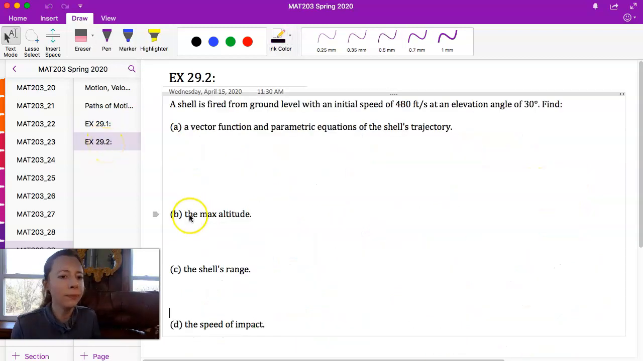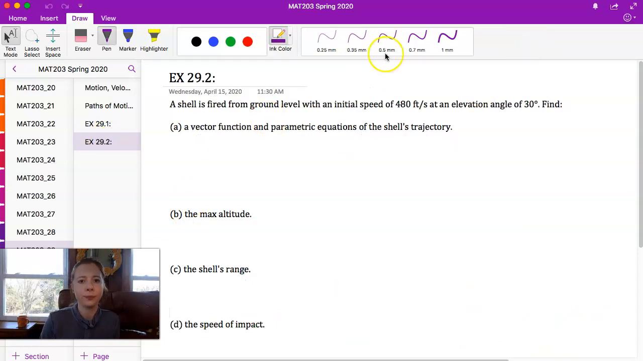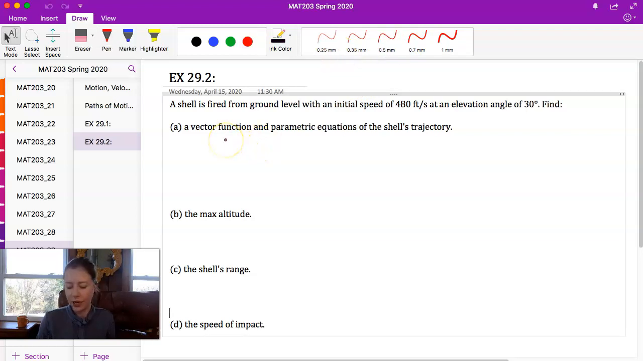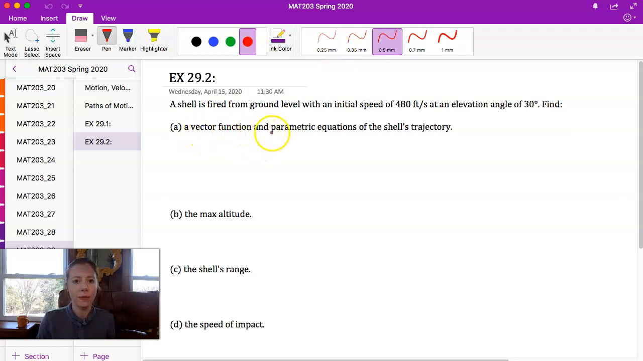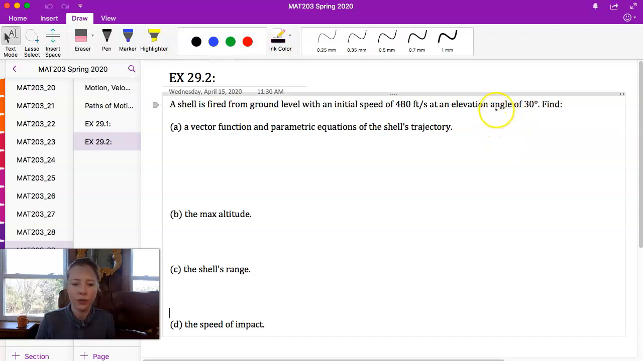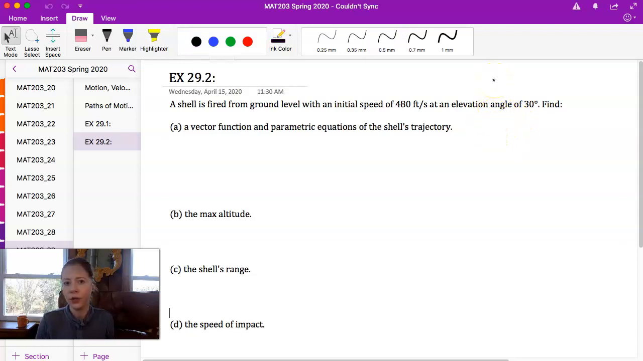All right, let's do one final problem together. In this problem, a shell is fired from ground level with an initial speed of 480 feet per second at an elevation angle of 30 degrees. There's a bunch of stuff we need to find. The first thing is a vector function and parametric equation of the shell's trajectory. So let's look at what's going on here. We're firing a shell from ground level.